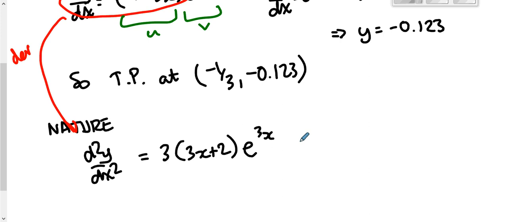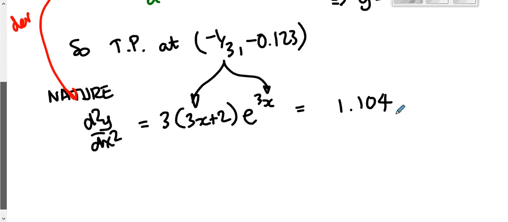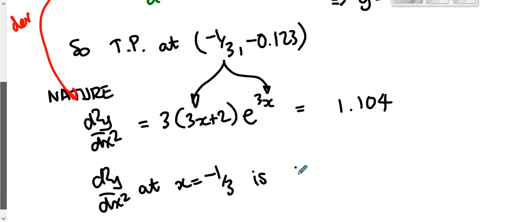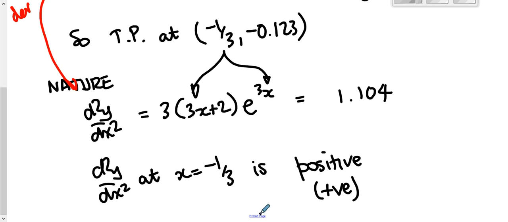So what we now need to do is use this to find the nature of this turning point. Now you'll notice that the function has x's in it, so we're going to put that minus a third into there and into there instead of x, and that works out at 1.104 when you do the calculation. So that means that this is a positive value. So d2y by dx squared at x equals minus a third is positive. And from now on, I'm going to use plus VE to indicate positive. That's kind of conventional notation.